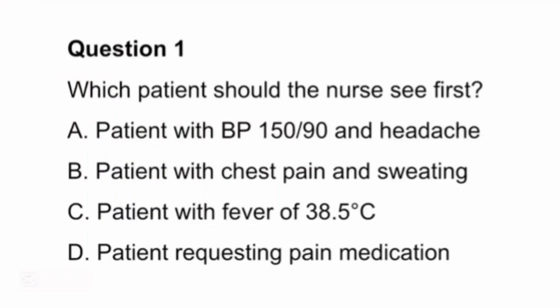Question 1. Which patient should the nurse see first? A. A patient with BP 150/90 and headache. B. Patient with chest pain and sweating. C. Patient with fever of 38.5 degrees Celsius. D. Patient requesting pain medication.